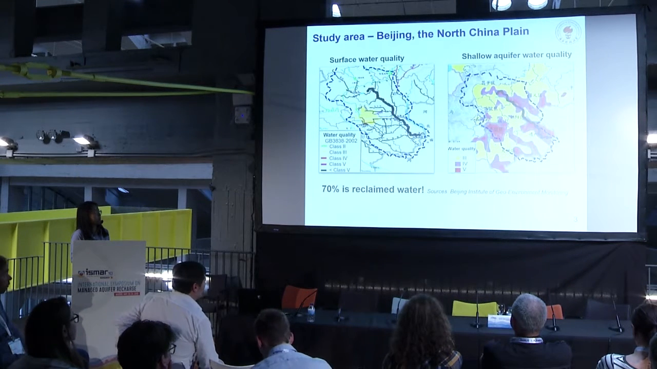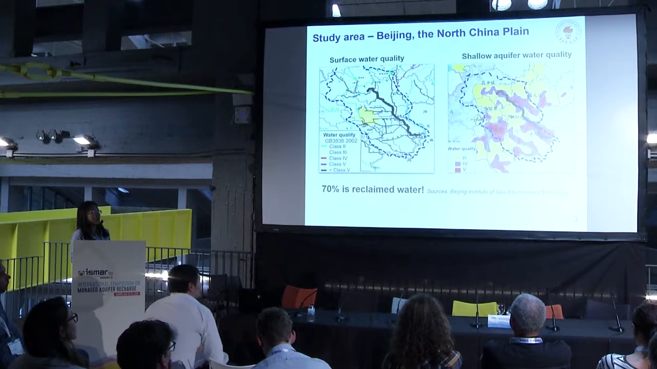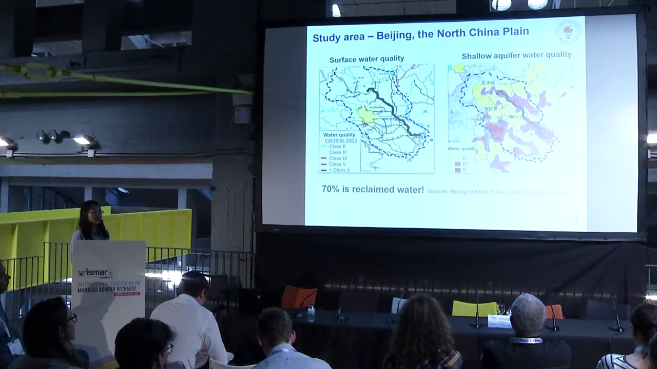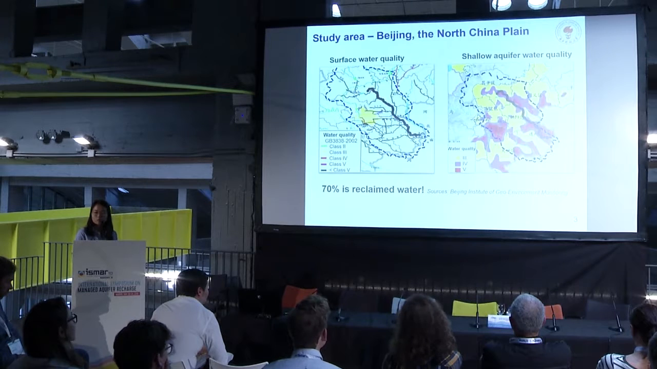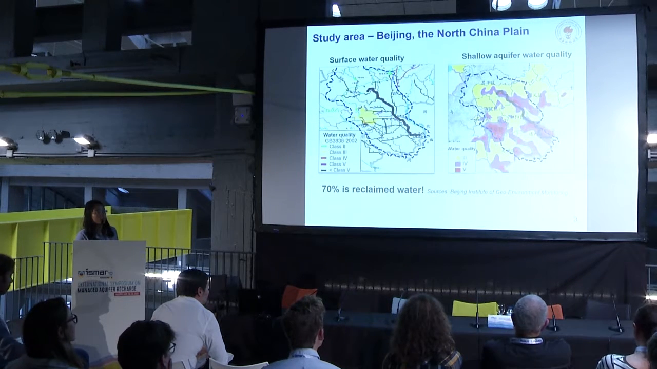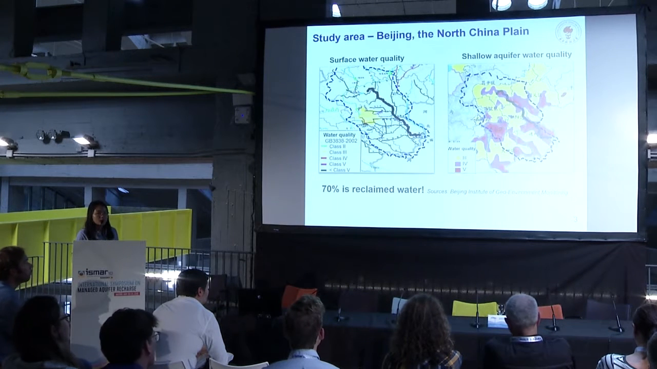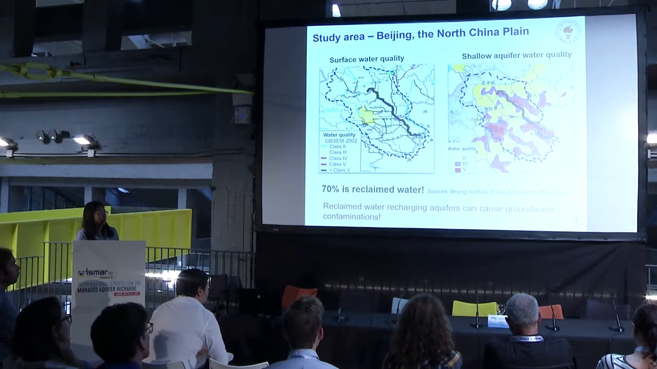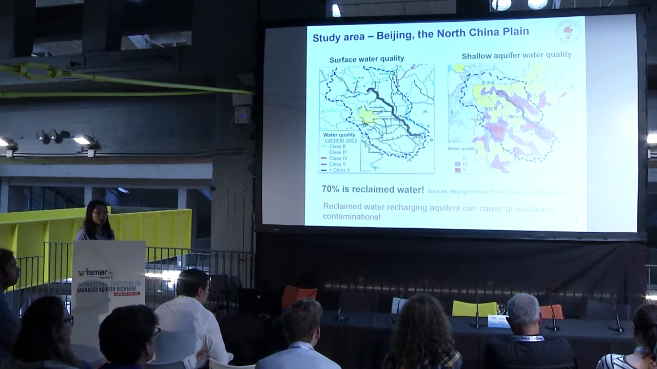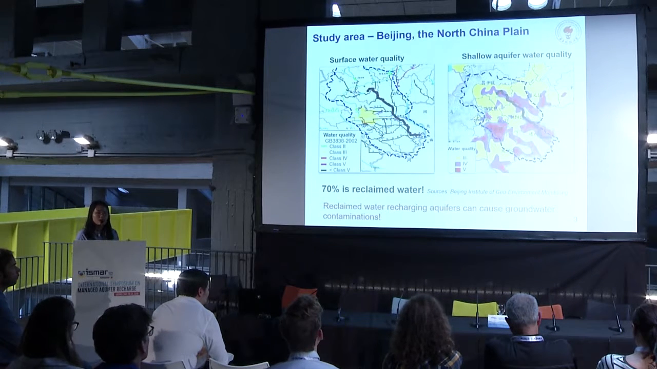When we take a specific river here, we can see in the shallow aquifer system that the groundwater just below the river is a hotspot for water pollution. But if it goes a bit farther away from the river water, the water quality improves. So this correlation suggests that reclaimed water, when it recharges the aquifer, can cause some water pollution and may bring different kinds of pollutants to the aquifer system.